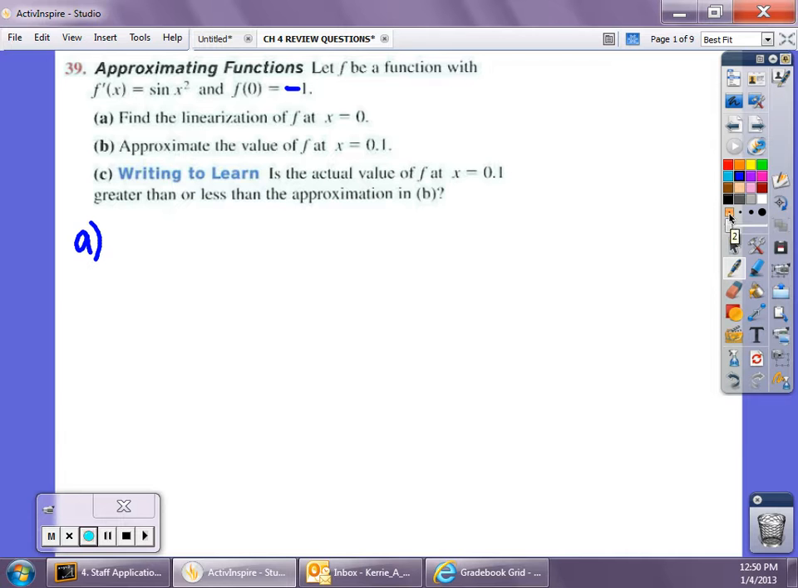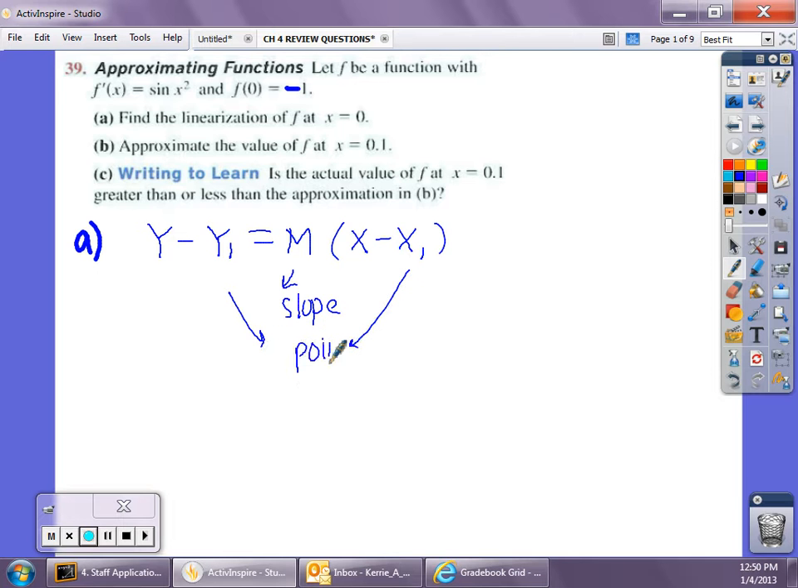Linearization is the same thing as a tangent line. So I'm going to start off by writing the equation of a tangent line you're familiar with. We need the slope, and then we need the point. Those are the pieces that we're going to find. If you notice up at the top, they gave us the point. The point in red will be (0, -1).